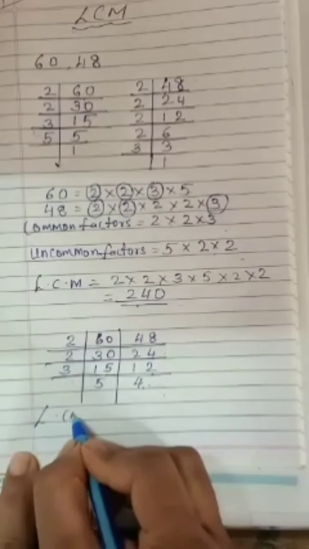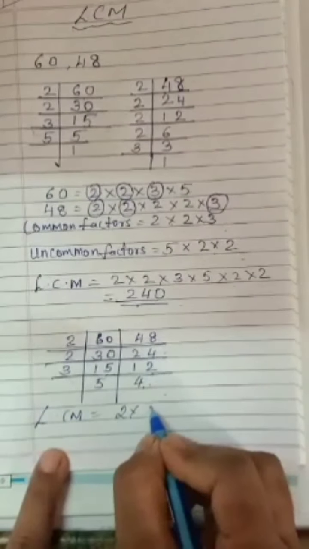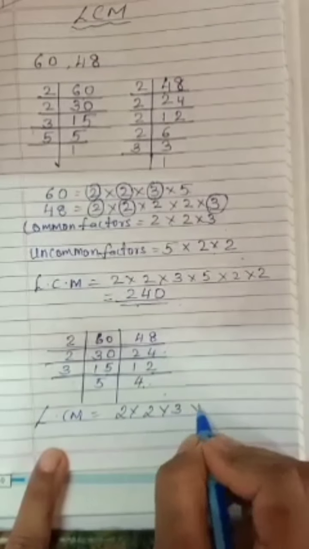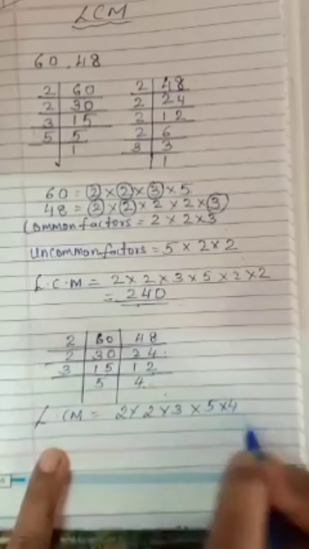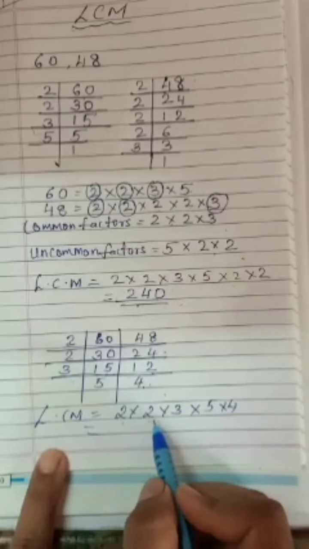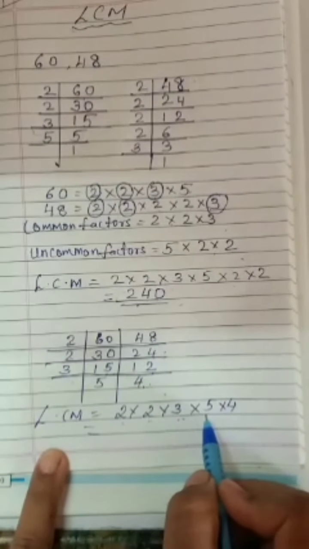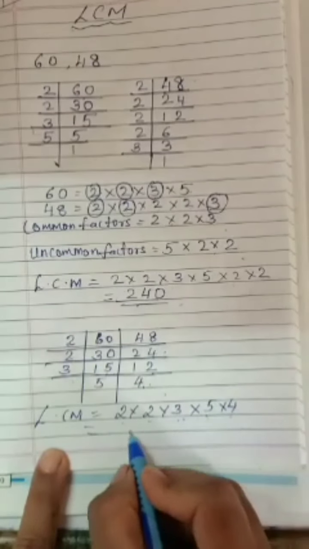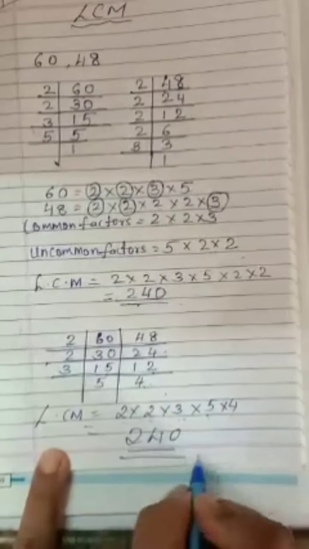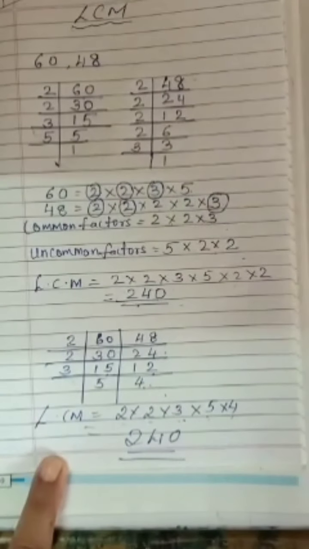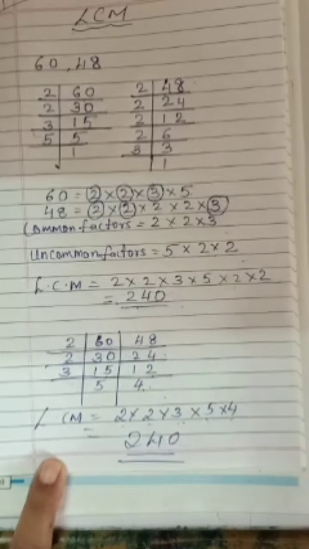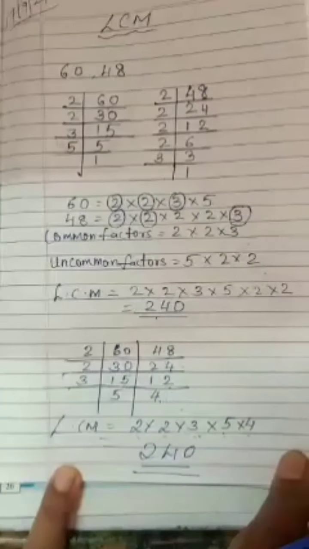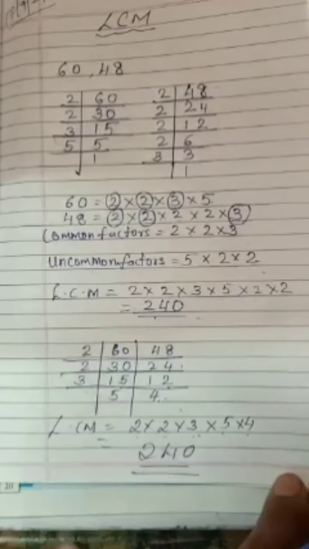So LCM is equal to 2 into 2 into 3 into 5 into 4. Now let us multiply and see. 2 2s are 4, 4 3s are 12, 12 5s are 60, and 60 4s are 240. So with both the methods we have got the same answer. Okay, so this was finding out the LCM.